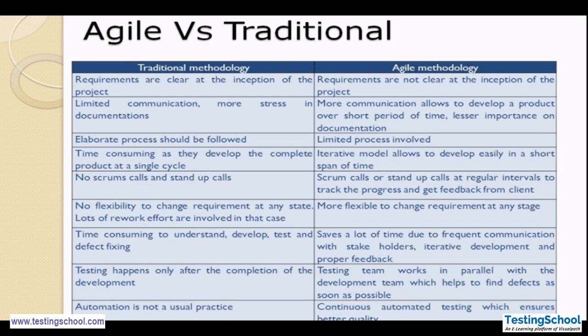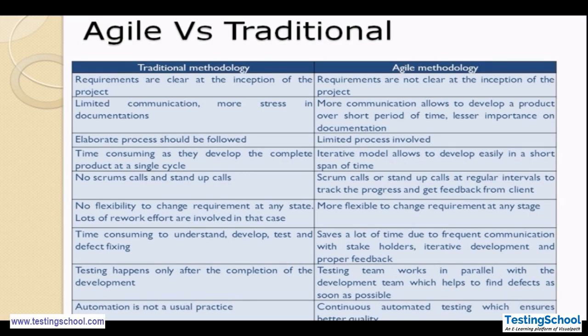In our traditional model, requirements are clear at the inception of the project. It means that when you are going to start your project, you are aware of the requirement. But in agile model, requirements are not clear because when you start working, there might be some changes in the requirement. So you don't have any clear vision about the requirement. It is decided at the runtime when you start working on the sprint or on that particular requirement.